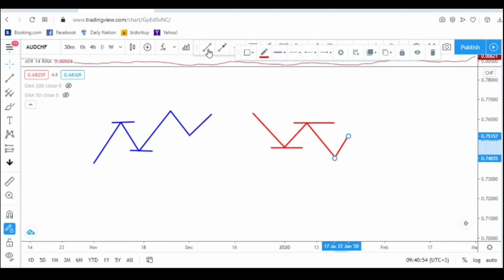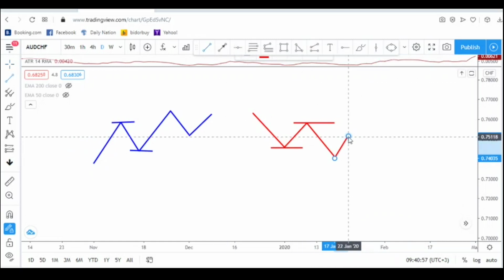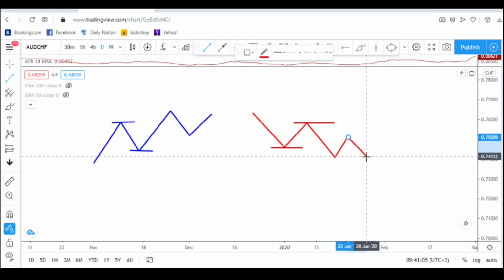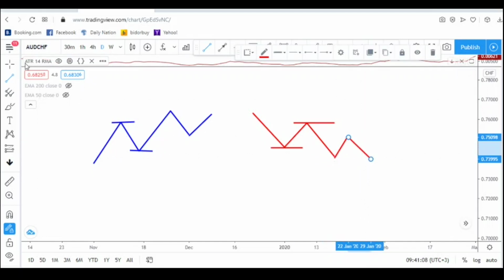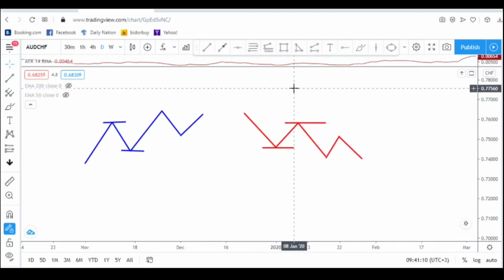When such a move has happened in the market, what you have to do again is to wait for your confirmation, which is an entry reason on a lower time frame. Then you enter the market to the downside. And this is how simple this strategy is.